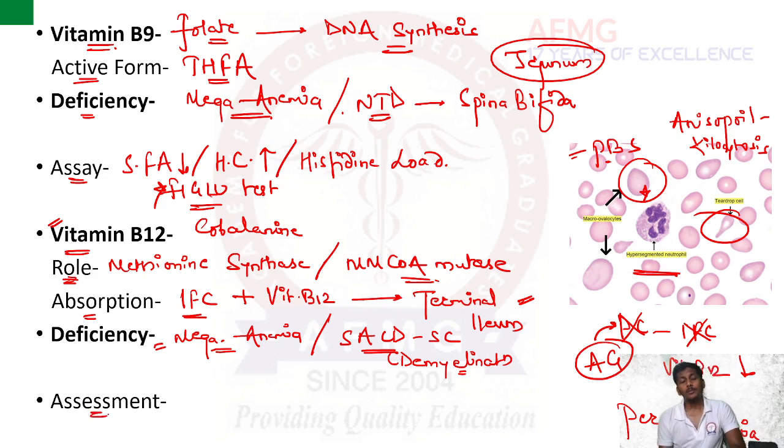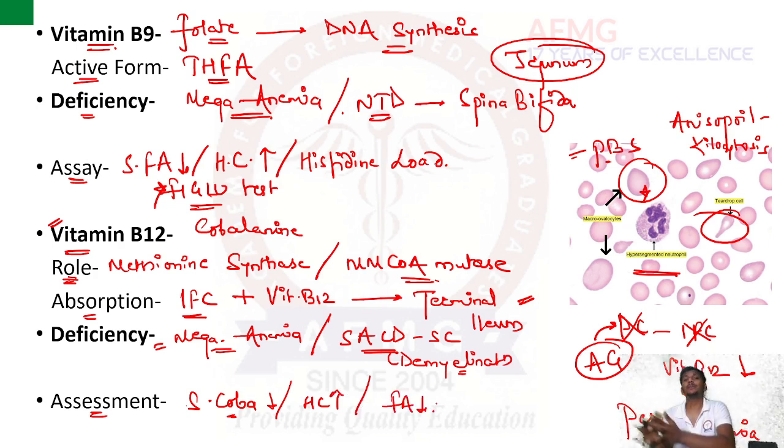Apart from that, if we talk about assessment, how we will assess the levels, please remember, we can check for serum cobalamin levels, which would definitely be low. Homocysteine levels, as I told you, would be elevated. Folic acid level, as vitamin B12 also plays a role in folic acid synthesis, would also be low. Methylmalonic acid, this is important guys, this has been asked. Methylmalonyl coenzyme A is metabolized by methylmalonyl coenzyme A mutase, but if vitamin B12 is deficient, there would be increased levels of methylmalonic acid.